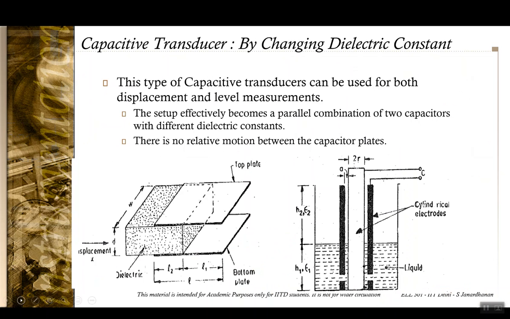Moving on, the third way is by changing the dielectric constant. Here, as I said earlier, the two parallel plates are fixed with respect to one another and there is no relative motion between the capacitor plates. However, there is relative motion between the capacitor plates and the dielectric medium. So you have a block of dielectric medium, and this block is moved with respect to the plates. So effectively, two parallel capacitors are formed.